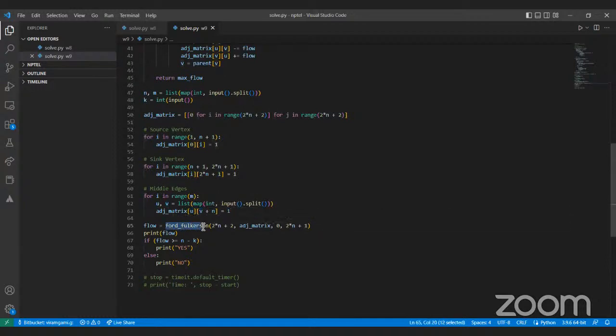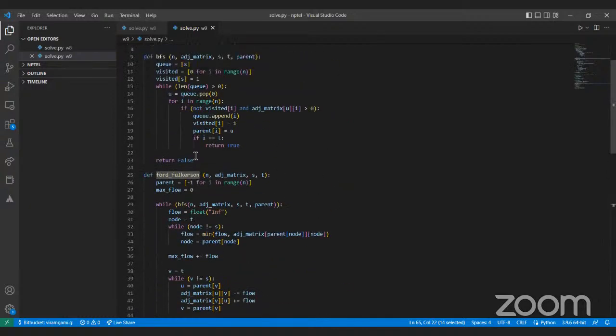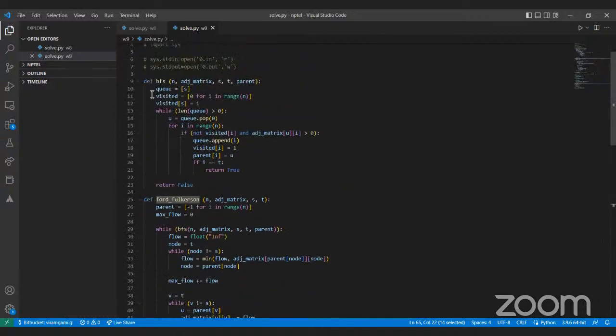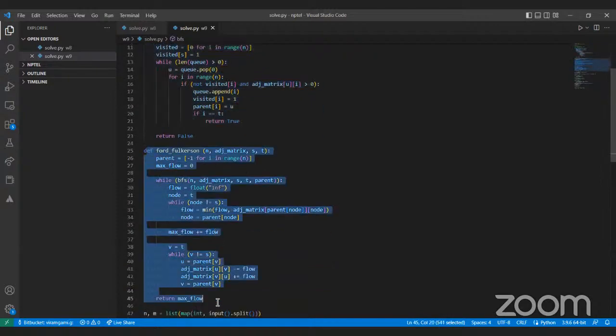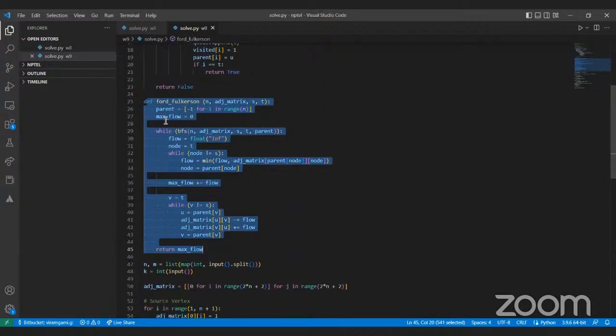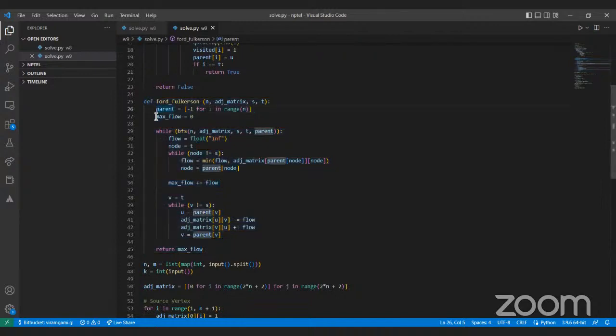And it's similar to the earlier problem. I just wrote the Ford-Fulkerson algorithm. That is a BFS. It's the same as the earlier implementation, and this is a Ford-Fulkerson implementation. This is also the same as the earlier implementation. So I initialized a parent array. I initialized max flow with 0, and continue until there is an augmenting path returned by this BFS.